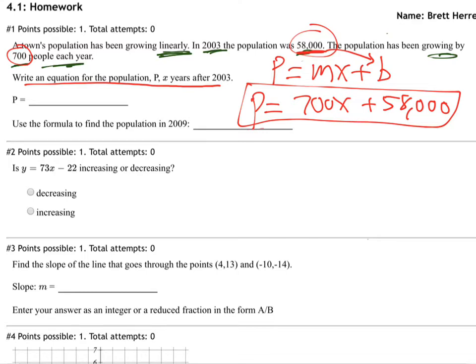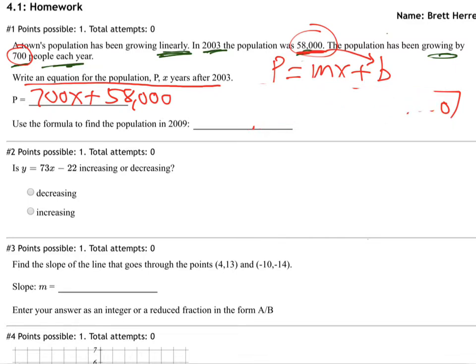And then they do a follow-up question. They say, now that you've got that formula, so that's, here, let me put it over here. This is 700x plus 58,000. I'll move it over there. And now their follow-up question is, use the formula to find the population in 2009.